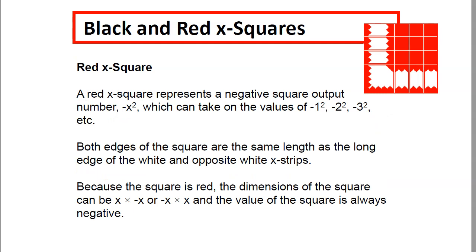A red square represents a negative square output number, negative x squared, which can take on the values of negative 1 squared, negative 2 squared, negative 3 squared, etc. Both edges of the square are the same length as the long edges of the white and opposite white X strips. Because the square is red, the dimensions of the square can either be x times negative x or negative x times x, and the value of the square is always negative.